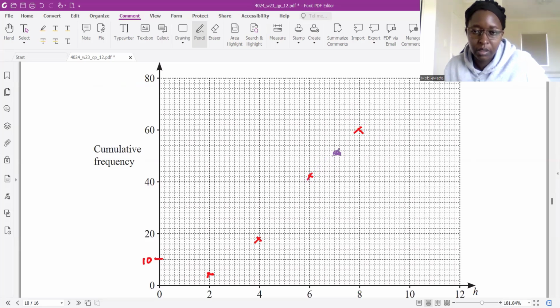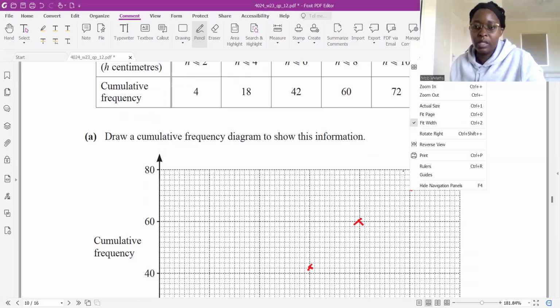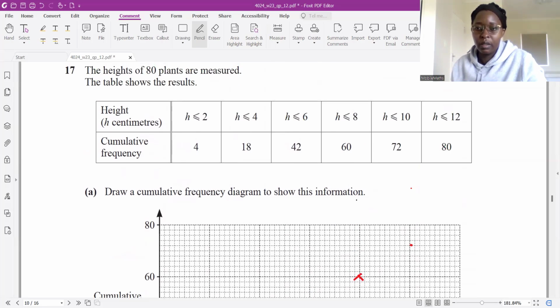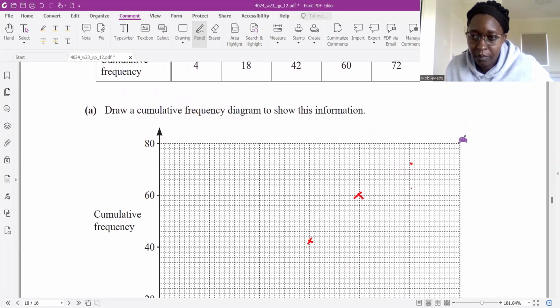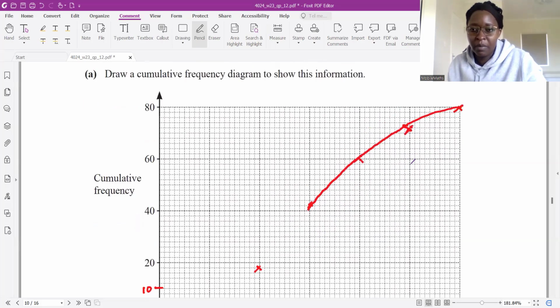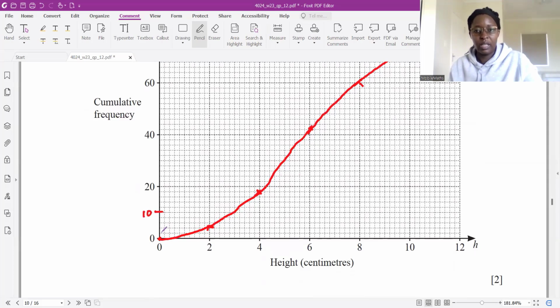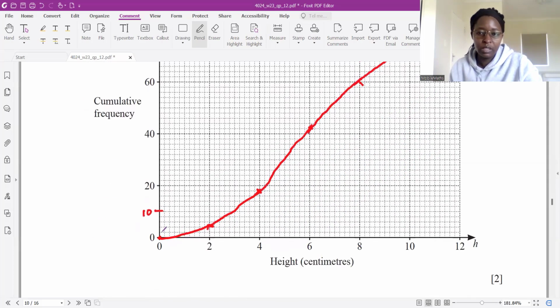Okay, got to mark this one. Then for 10, it's 72. This is 70, then 2 is up there. And the last one, 12, is 80. So it's here. Okay, so our graph will look like this. It's going to be a curve passing through all the points. Please make sure it's passing through the points here. I missed out. Then it goes from there, to the 0 there like that. So this is our cumulative graph.